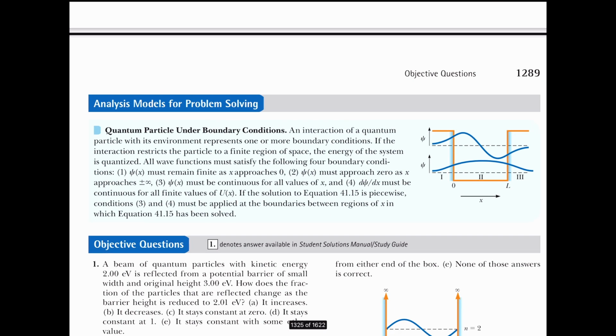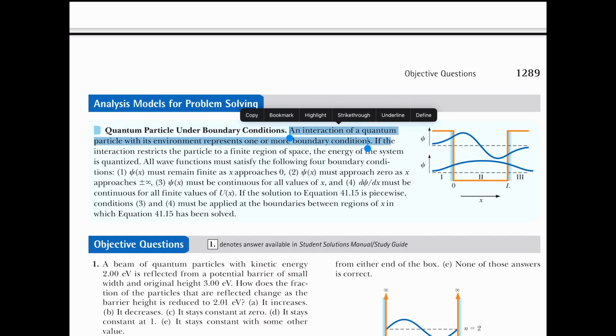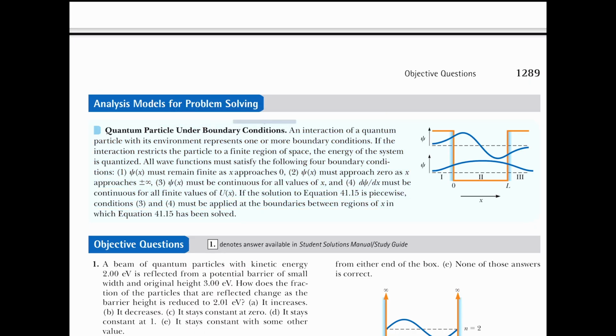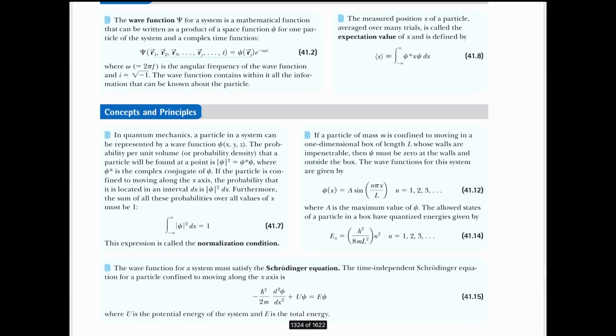Let's end off here by looking at the quantum particle under boundary conditions. An interaction of a quantum particle with its environment represents one or more boundary conditions. If the interaction restricts the particle to a finite region of space, the energy of the system is quantized. Okay, interesting. All wave functions must satisfy the following four boundary conditions. 1, psi must remain finite as x approaches 0. 2, psi must approach 0 as x approaches... Okay, I don't want to read all these. This is crazy. I'm just going to keep in mind the main stuff here.